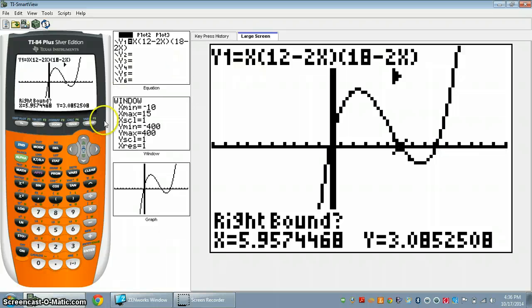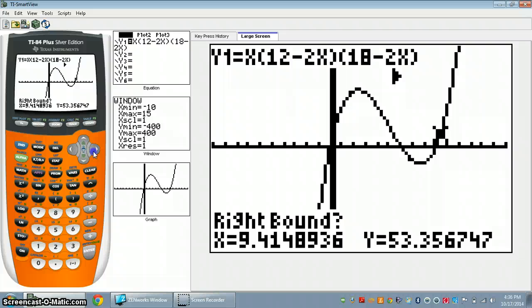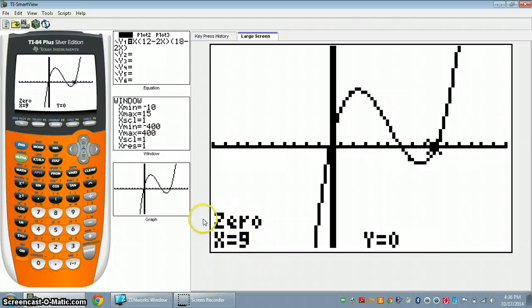Now I make my cursor go to the right of that point. And again, as soon as it's to the right of this point, you push enter to say yes. And then you guess the point, and you just push enter to guess. And it tells me that my third x-intercept is 9, 0. So we had 0, 0, 6, 0, and 9, 0 for x-intercepts.